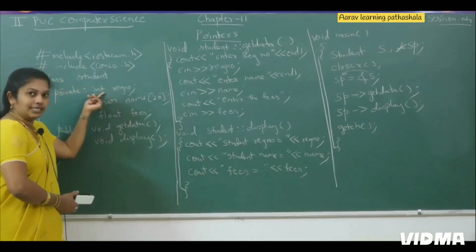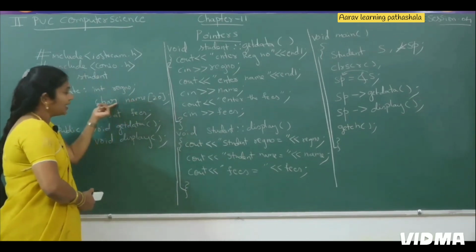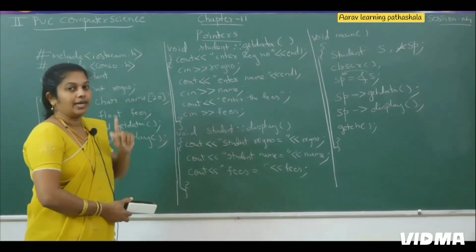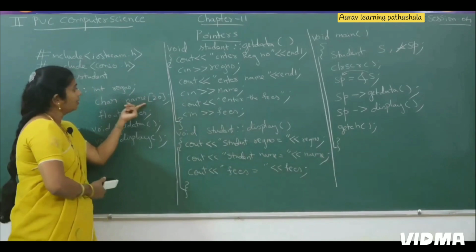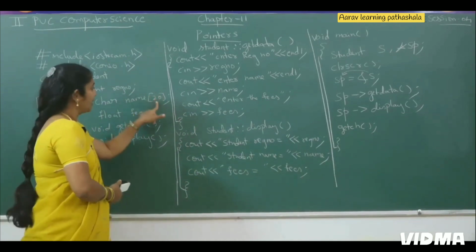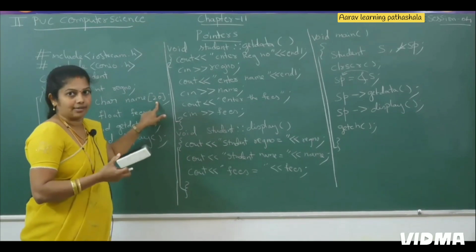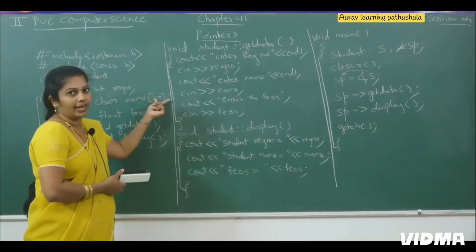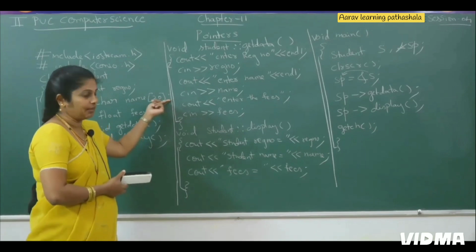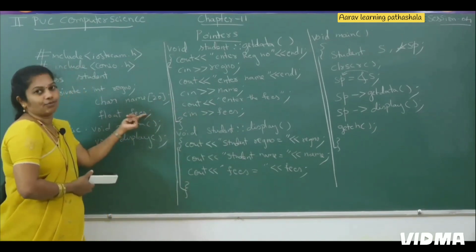Register number we declare in integer format. Character name: a char takes only one single character. Directly we cannot take a string here. That's why we use char name with 20 inside the brackets. If you give 20 in the brackets it takes 20 characters, if you give 10 it takes 10 characters. Maximum 20 characters we are able to take here. Then one more variable is float, that is fees.